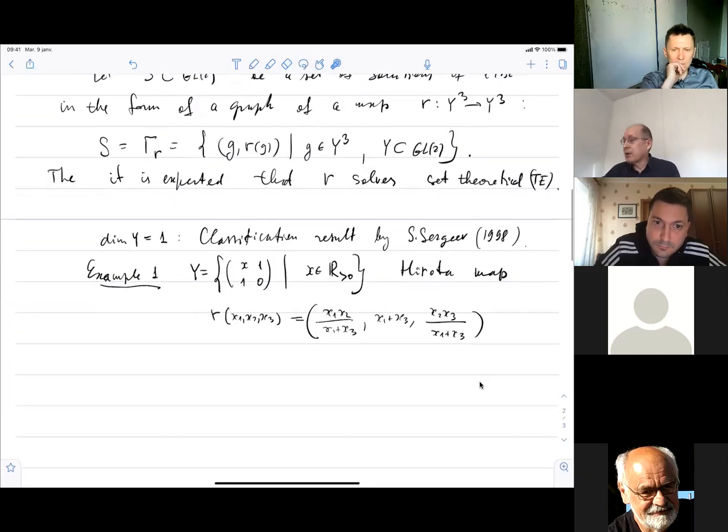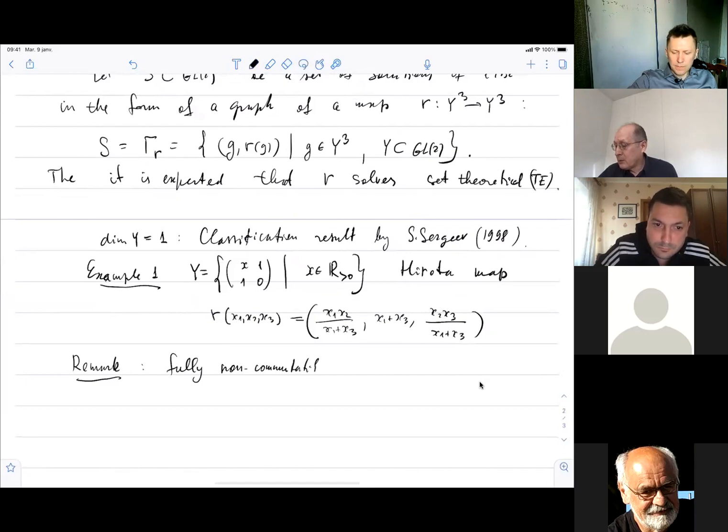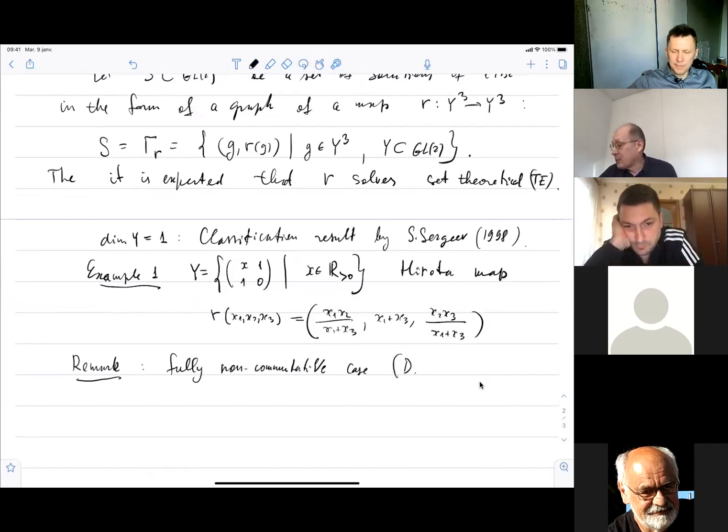And maybe here I can remark that I have a recent result on generalization of this Hirota map to the fully non-commutative case. A result published last year in collaboration with Adam Doliva.